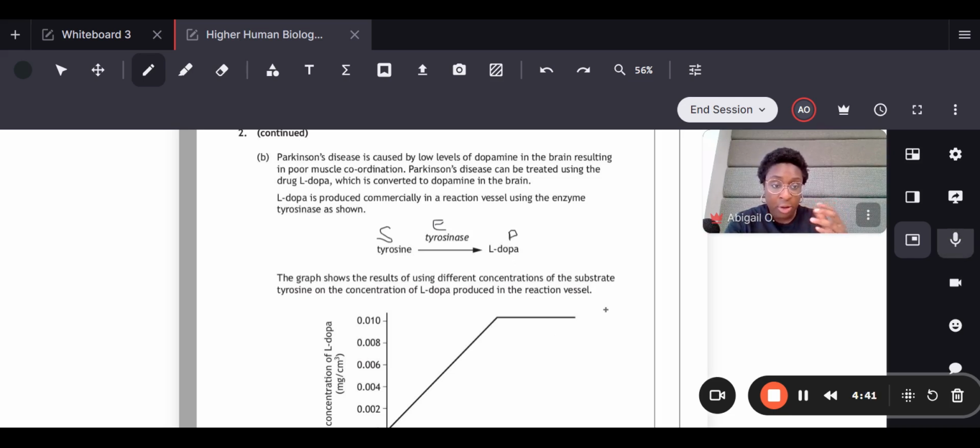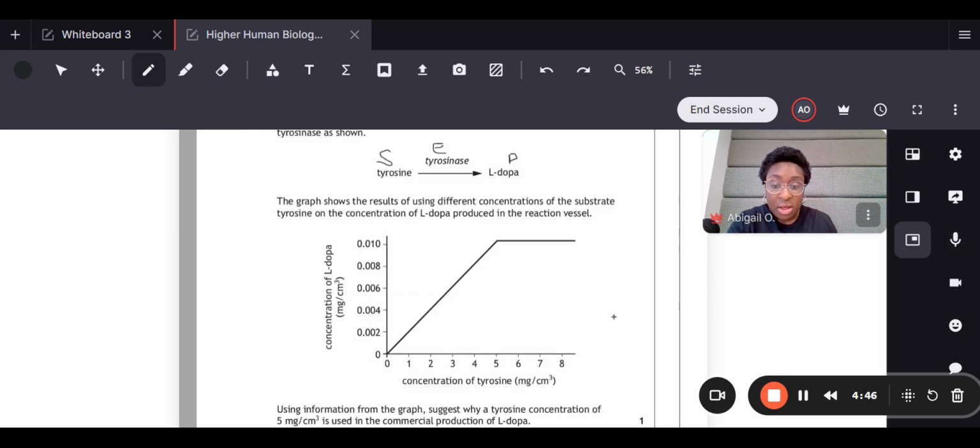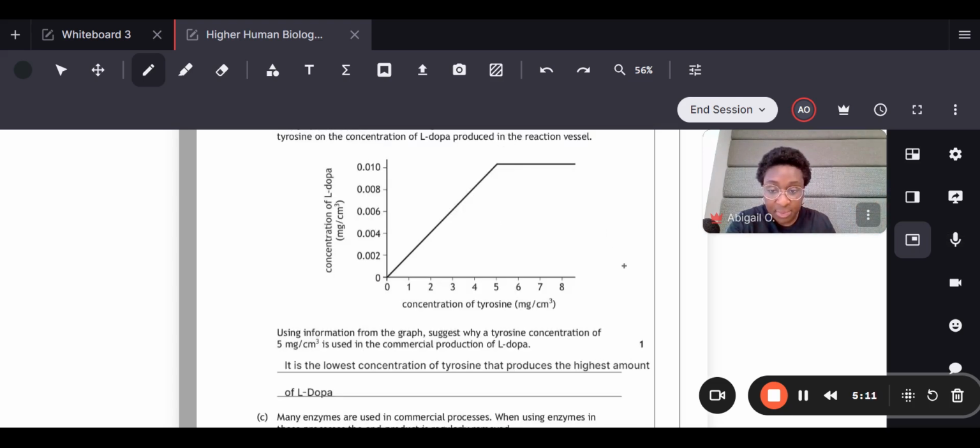It's helpful to do that because then if anything changes with those levels, you're able to basically understand what's going on. So the graph here shows the results of using different concentrations of the substrate, tyrosine, and the concentration of L-DOPA produced in the reaction vessel. So what we can basically see happening in this graph is there's a pretty steady increase, and as we're increasing the tyrosine concentration, L-DOPA is increasing. Then we hit this point at around 5 milligrams per centimeter cubed. We hit a plateau essentially, and it continues on that kind of plateau.